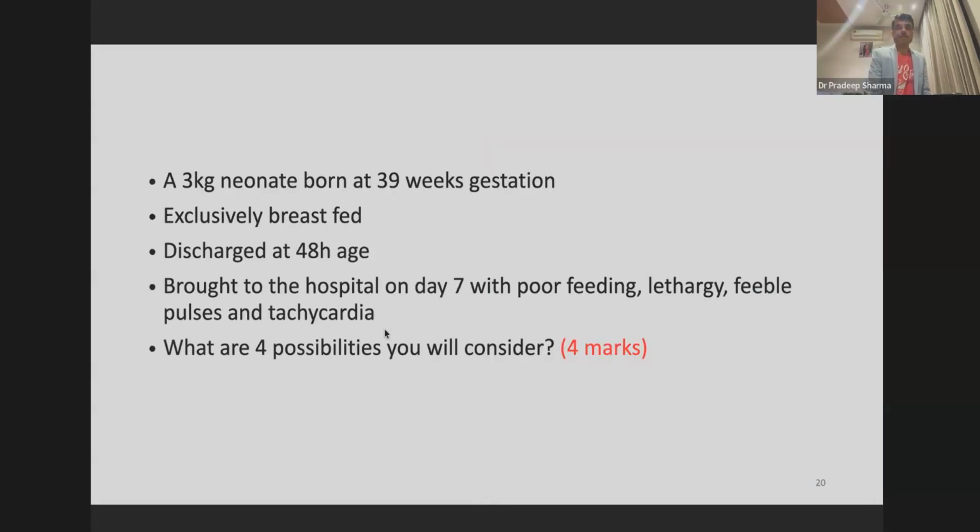So what four possibilities will you consider in a baby who was exclusively breastfed, doing very well for 2 days, and on day 7, poor feeding, lethargy, patient is in shock and tachycardia? So heart disease, CAH, sepsis, very good.